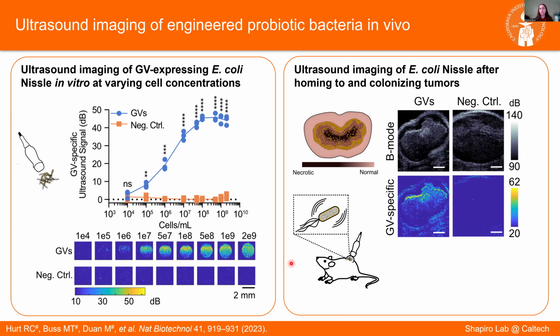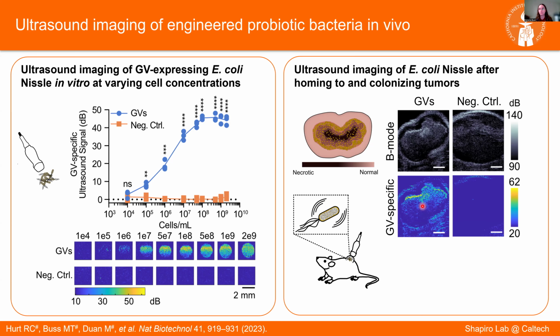So these images in gray at the top here are the B-mode images, which show the anatomy of the tumor. And these images in blue here are the gas vesicle specific ultrasound signal. And in all the mice that had tumors colonized by the gas vesicle expressing Nissle, we saw strong GV specific ultrasound contrast in the necrotic core, where the bacteria are known to colonize because the immune system cannot clear them from this area.